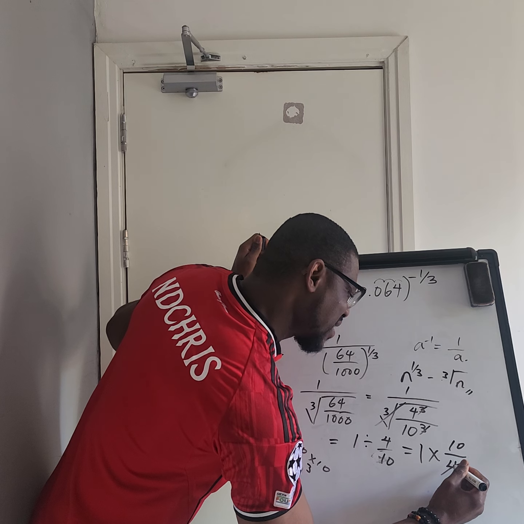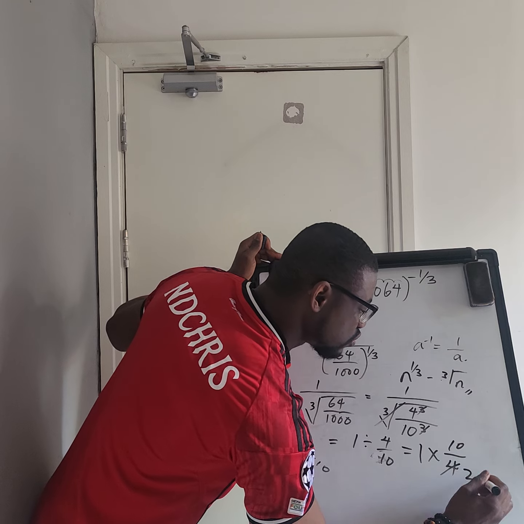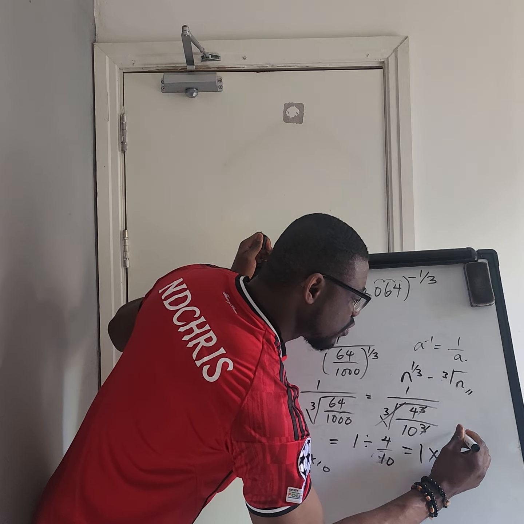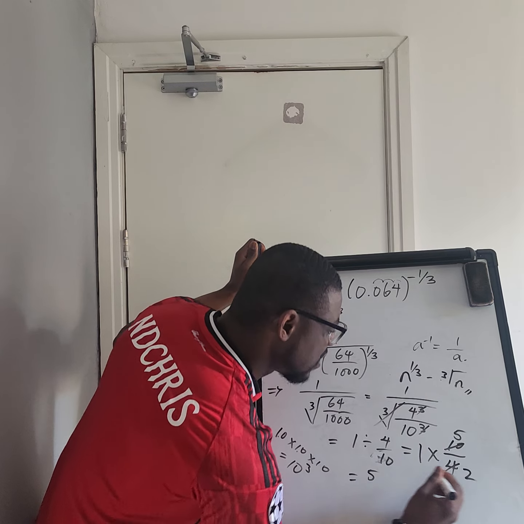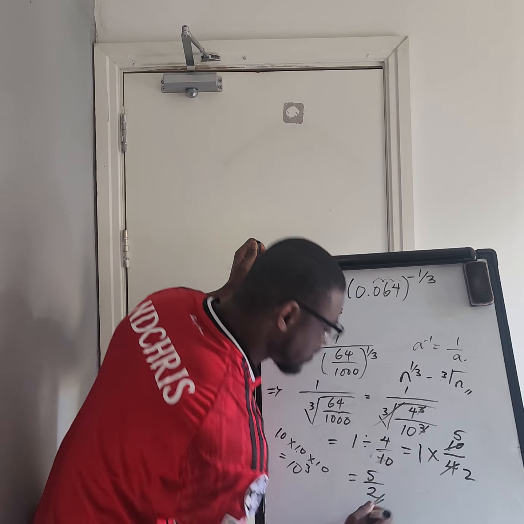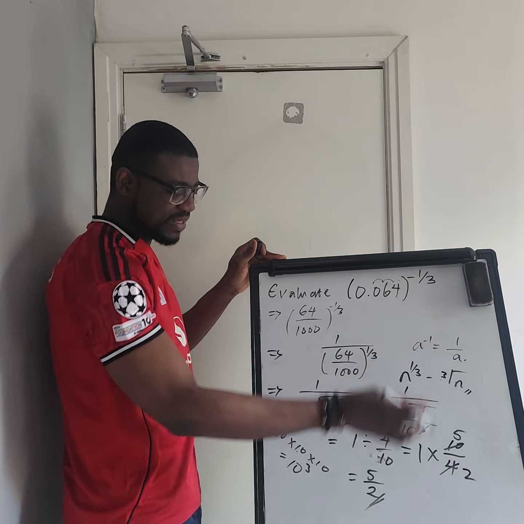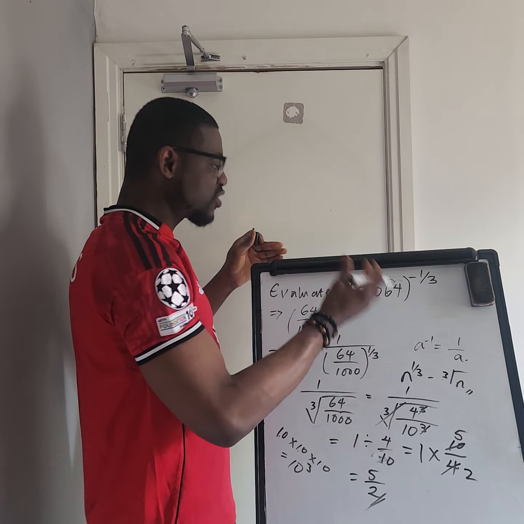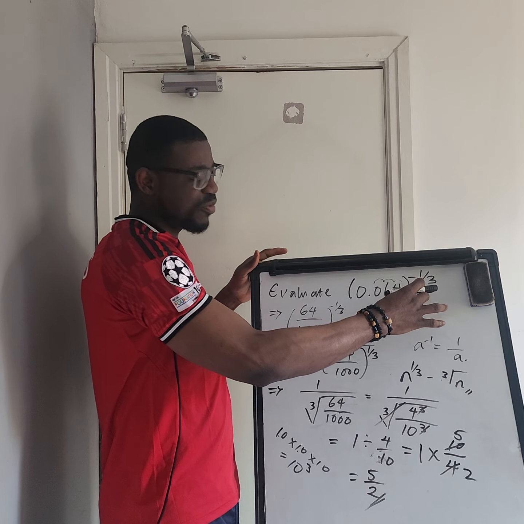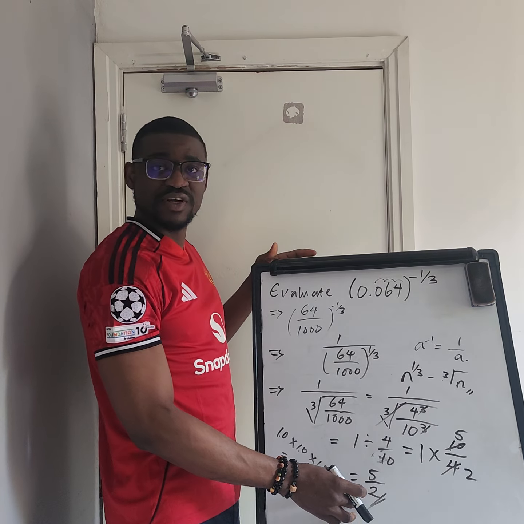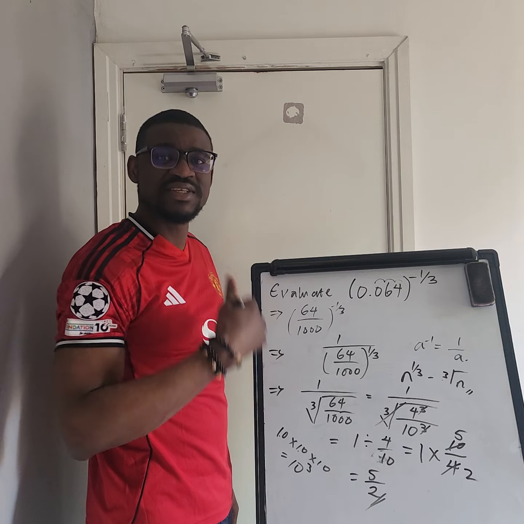4 can be divided by 2 to give us 2. And then 10 divided by 2 will give us 5. So 5 times 1 is same thing as 5 all over 2. This is the final answer. So the answer to this problem is 5 all over 2. If you want to check, then use a calculator to carry out this operation and it will give you 5 all over 2, which is same thing as 2.5.